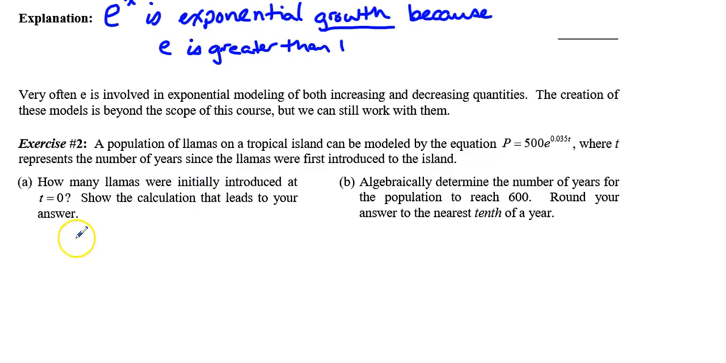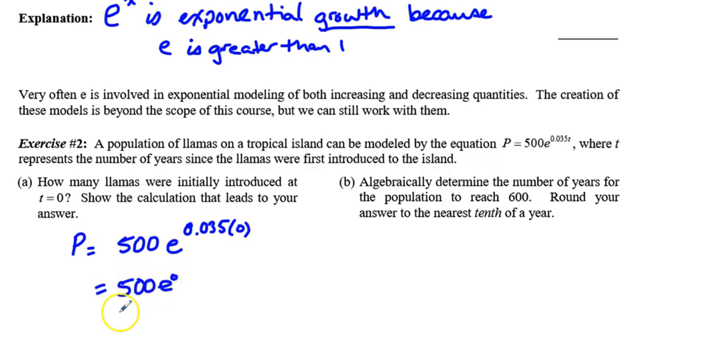Okay, so hopefully it's obvious to you that we're looking for when t is 0 here, so we're going to substitute in. This should be easy stuff. Anything to the 0 power is 1. So e to the 0 power is just 1. That's going to give us 500 times e to the 0, which is 500 times 1. You should always label when you have a context in here. So we have 500 llamas.